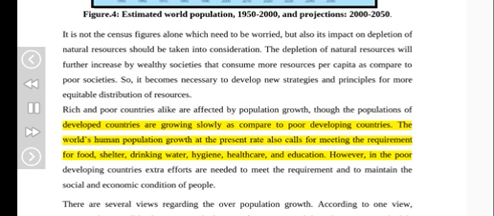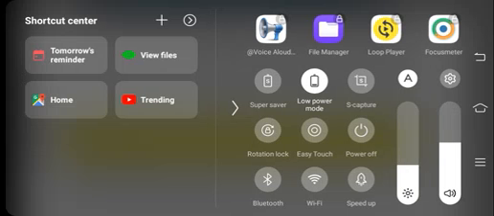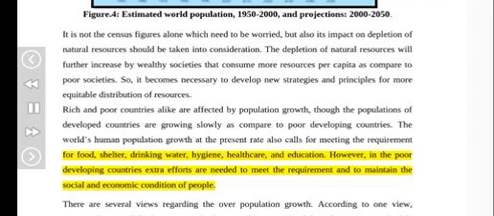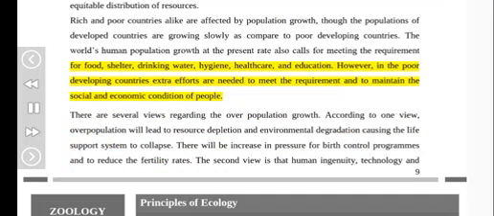The world's human population growth at the present rate also calls for meeting the requirement for food, shelter, drinking water, hygiene, healthcare, and education. However, in the poor developing countries, extra efforts are needed to meet the requirement and to maintain the social and economic condition of people.